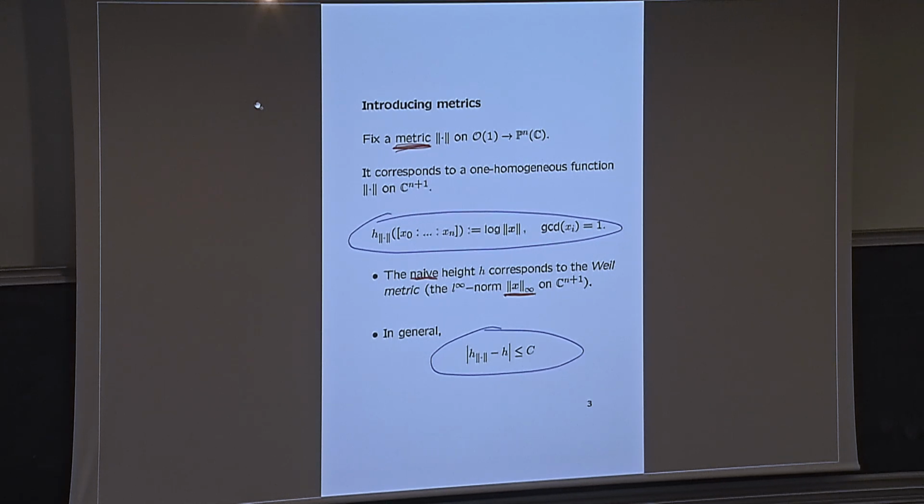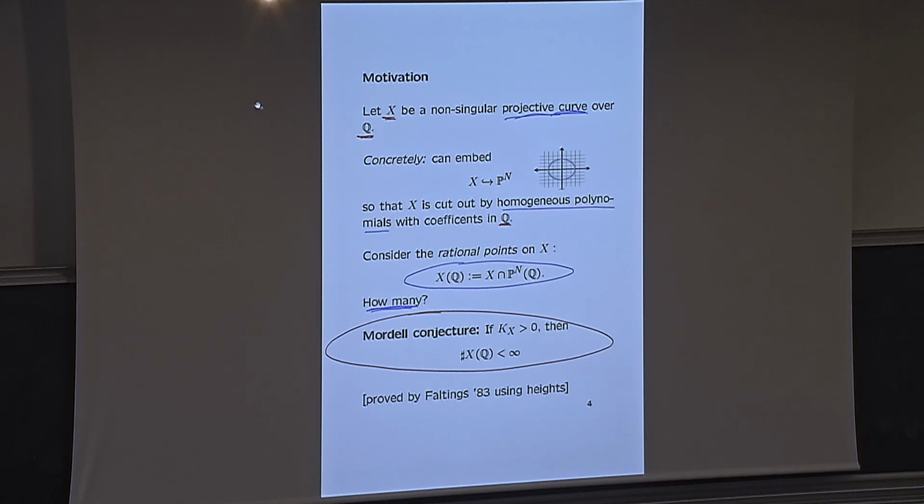Okay, so now your height depends on a metric, so you choose some metric, but it doesn't really make a huge difference, because if you compare, for example, with the naive height, they just differ by an overall additive constant, by some compactness argument. Okay, so what's the motivation for this notion? Well, the motivation comes from arithmetic problems. So let X be a non-singular projective curve over Q. Concretely, that means that we can embed X in some projective space in such a way that X is cut out by homogeneous polynomials with coefficients in Q.